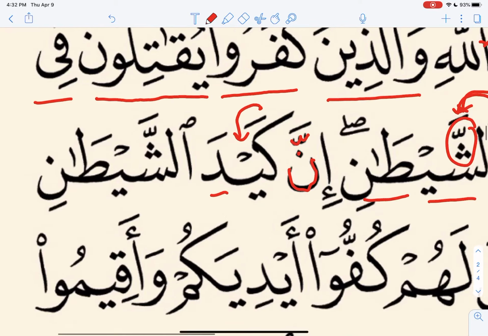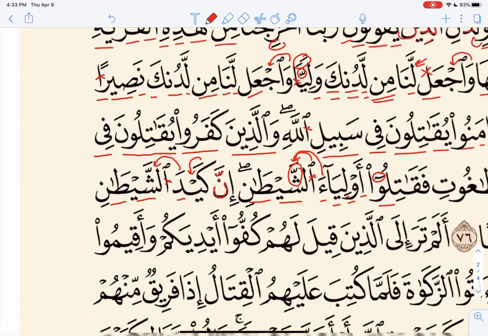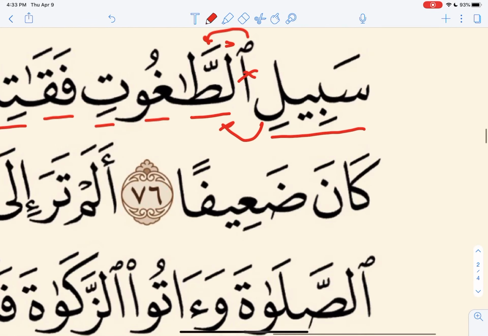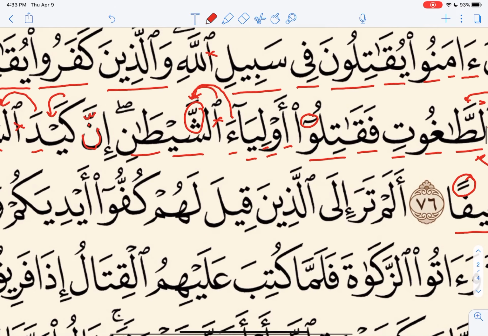Kayda. And we're going to jump from this dal to this sheen this time. We're going to start connecting words. كيد الشيطان كان ضعيفا. Because we're stopping. If we continue, what would we say? ضعيفا. And we would say the harakat. Okay, now let's pick up the speed a little bit.